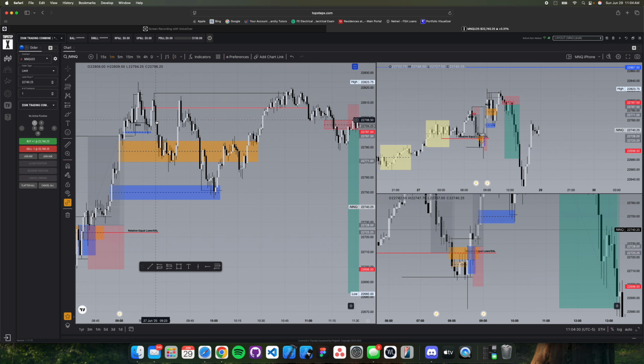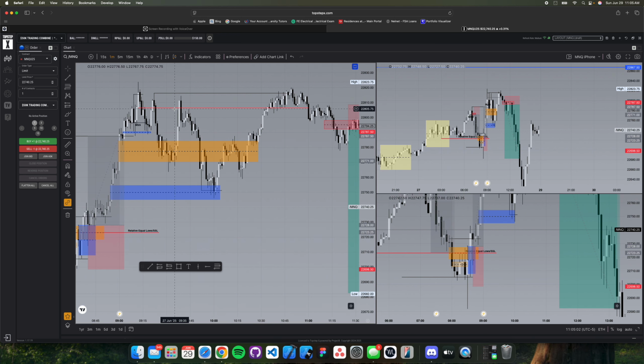Here we see a market structure shift to the downside. Price comes back up. We see price get rejected by this bearish order block. We see this long wick trade candle close up, followed by 2 consecutive down close candles. We have this bearish order block marked, denoted by this red line here.